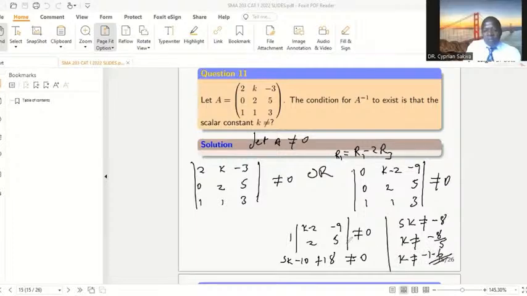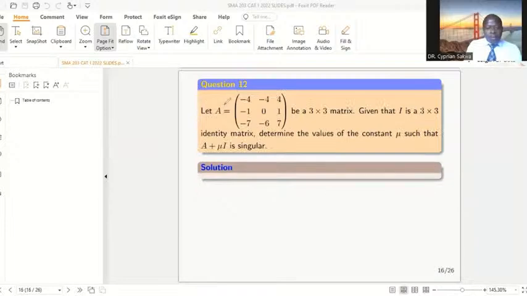So you see, it's very easy once you understand what it means. When I understood that for the inverse to exist, the determinant should not be equal to 0, and I just wrote it and kept moving with it, I found that k should not be equal to negative 1.6 for this inverse to exist. Let's move to the other question.